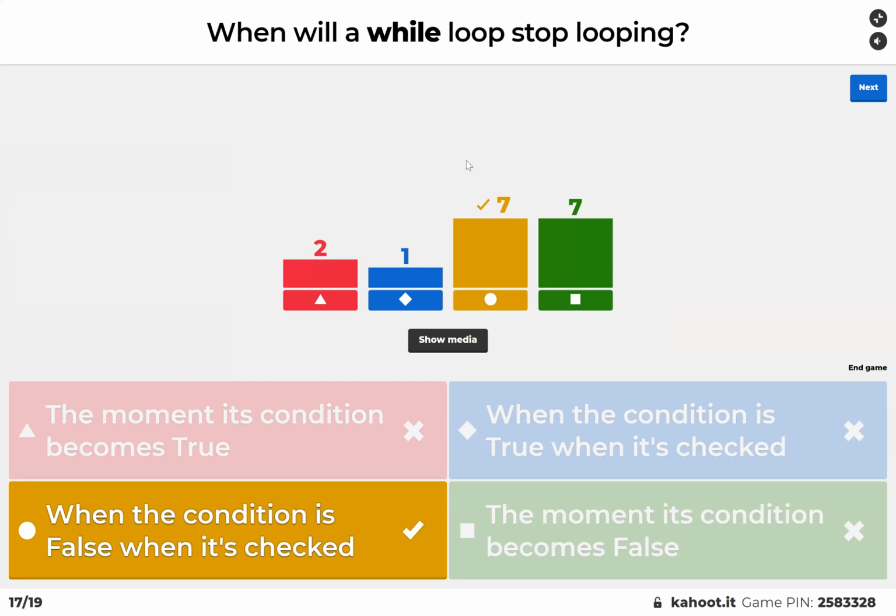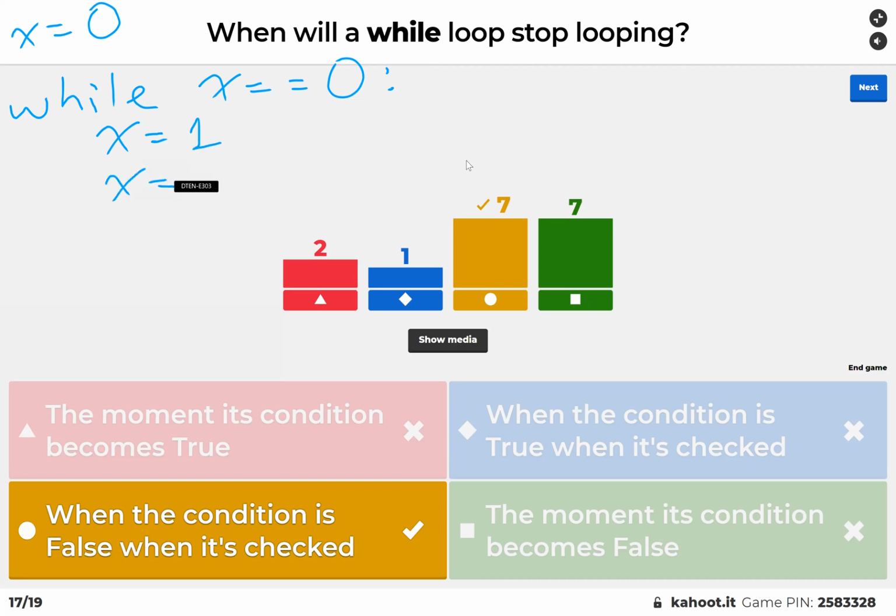So, a while loop will only stop looping when you check its condition. If I have a variable x equals 0 and a while x equals 0 loop, and I have two lines of code in this loop saying x equals 1 and then x equals 0, is it possible for this loop to end?